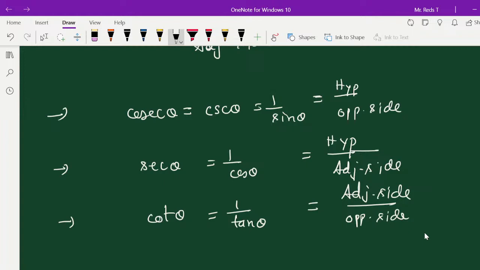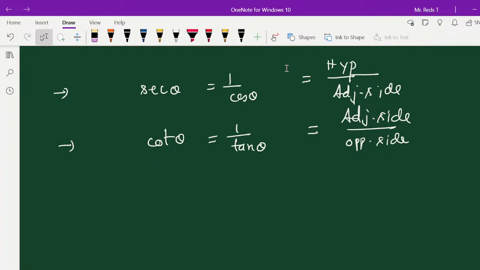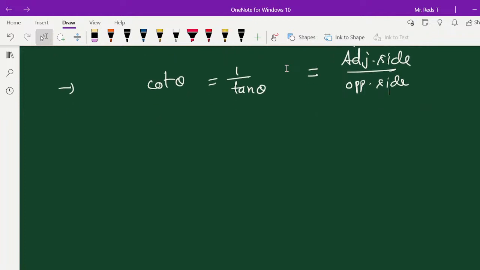Sin theta, cos theta, tan theta will be the primary trigonometric ratios you have to consider. If you know them, then the remaining ratios you can write easily while dealing with the questions. So here we have to remember a few basic trigonometric ratios also.